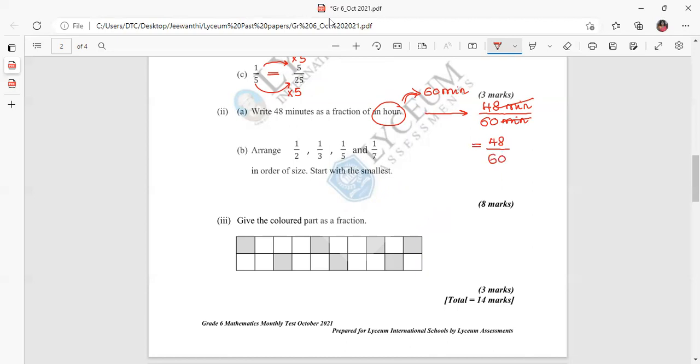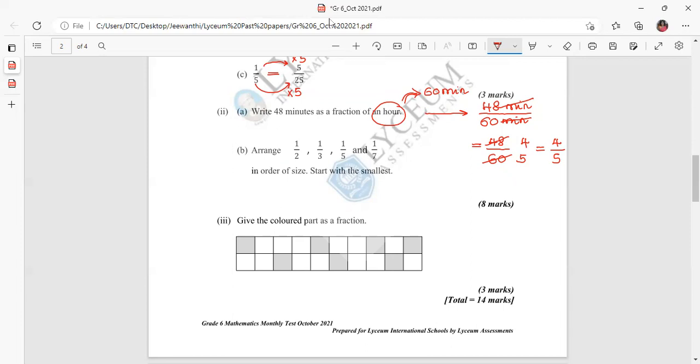If needed, you can simplify this. How? 12 times 4 and 12 times 5, and you can write 4 over 5. But if you have kept it as 48 over 60, that is also fine. But I wanted to show you how you can do it if it is simplified. So then we will move to part B.